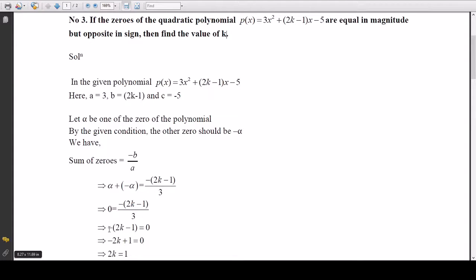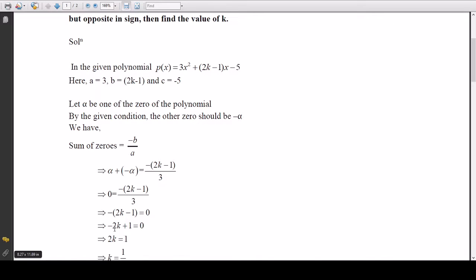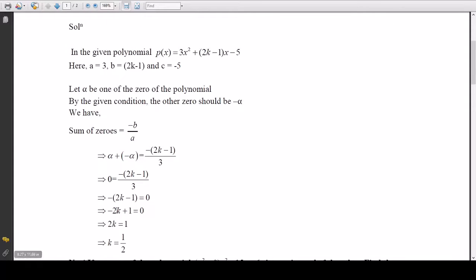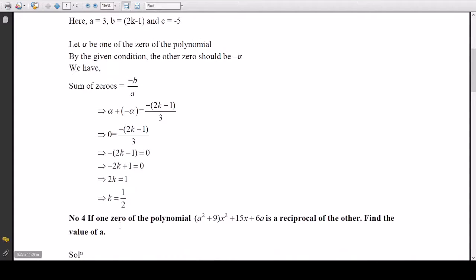Now multiplying this minus sign with the term in the bracket: minus with plus is minus, that is −2k; minus with minus is plus, that is +1. Then taking 2k to the right side, this minus will change to plus, so 2k is equal to 1, which implies that k should be equal to 1 by 2. Clear?